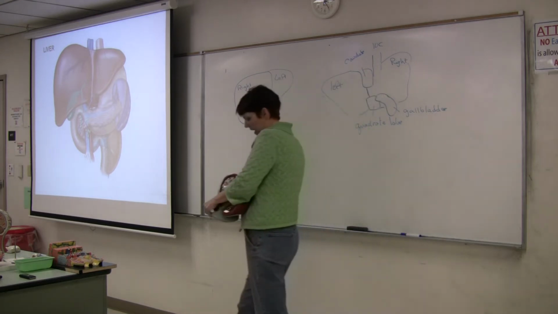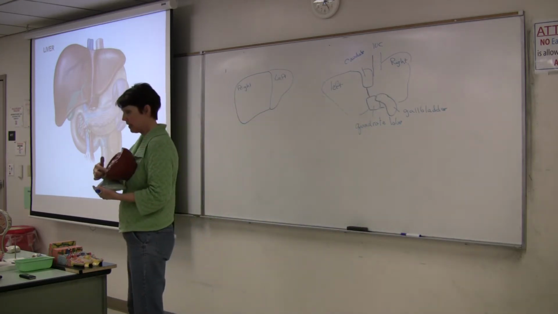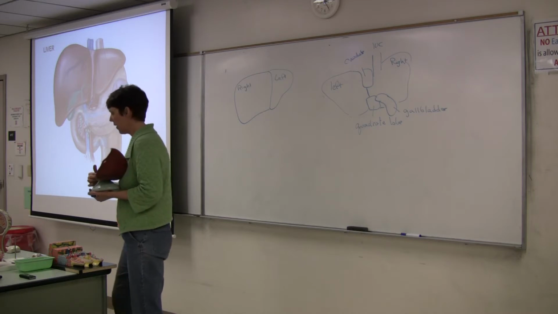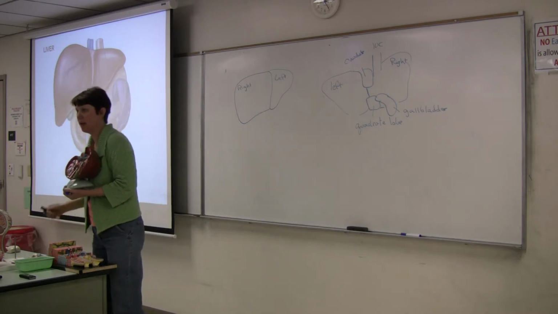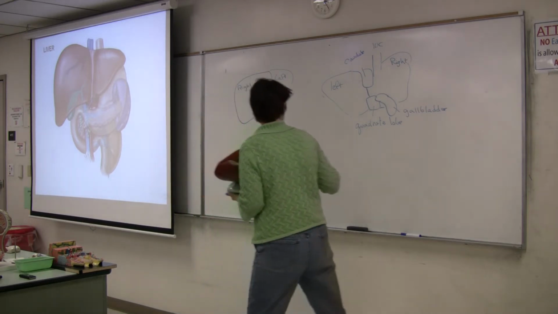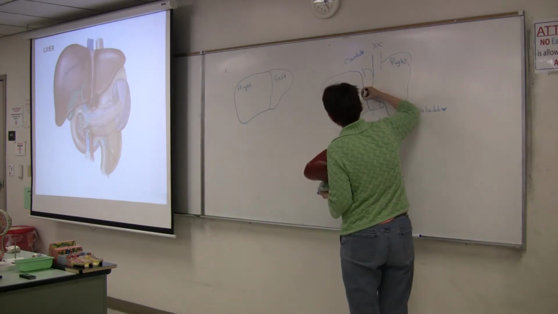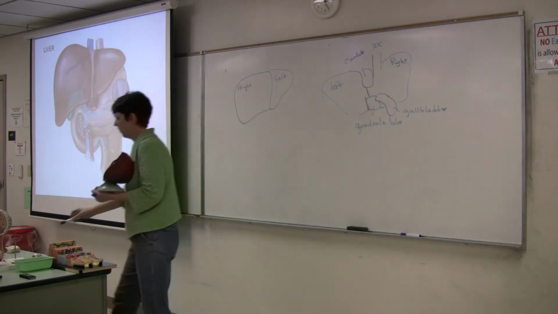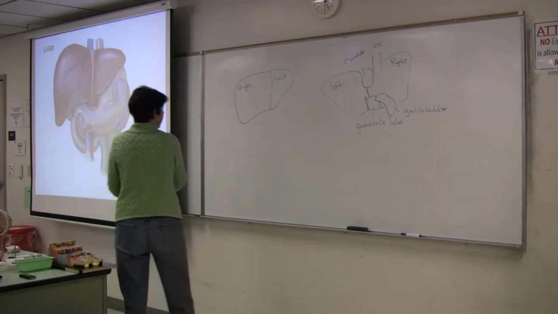Now, we look at this view again. Notice that we have the gallbladder on one side of the quadrate lobe, and on the other side we have this remnant of the umbilical vein from the fetus. You guys remember what that was called? Ligamentum teres. Exactly right. So again, it needs to be on this view, but we're going to see the structure is the ligamentum teres, the collapsed umbilical vein.